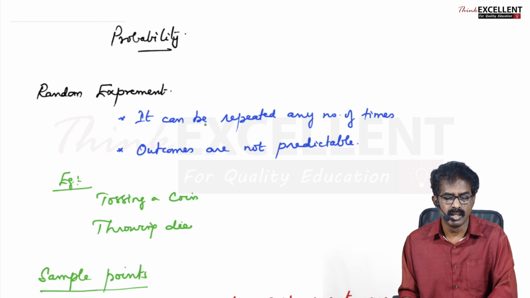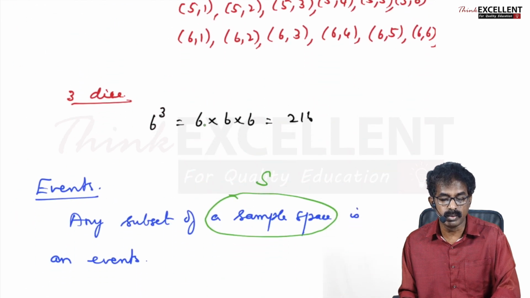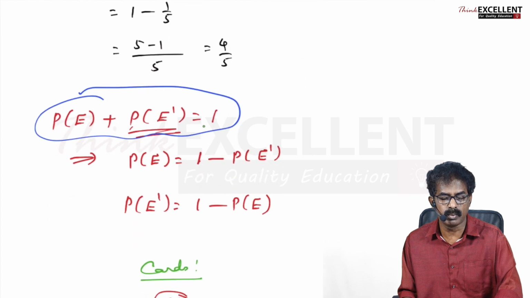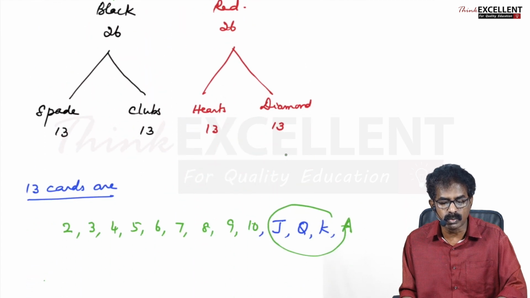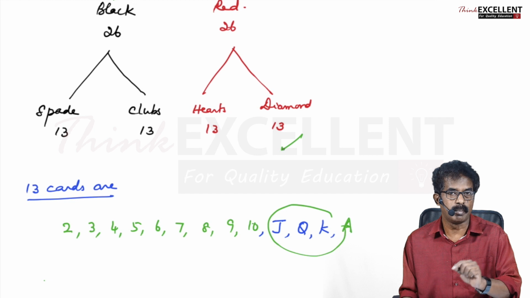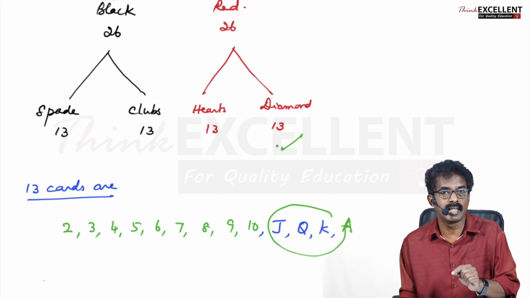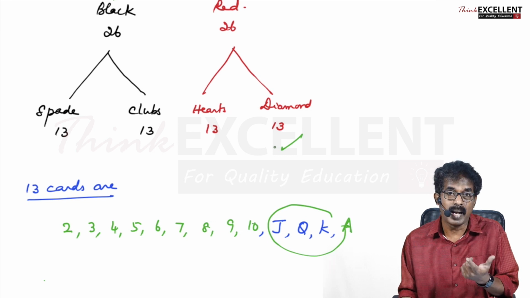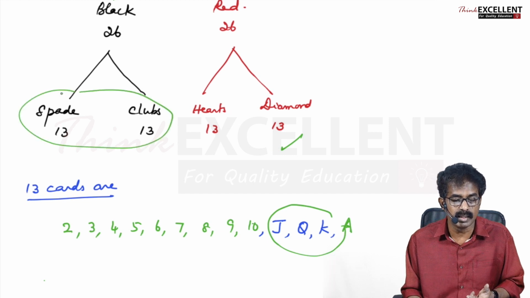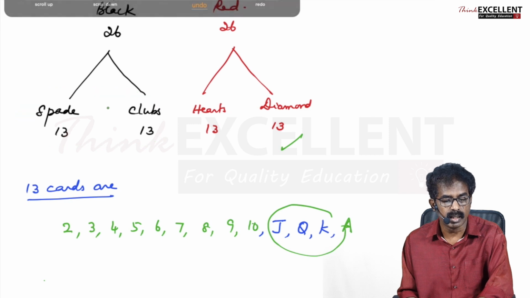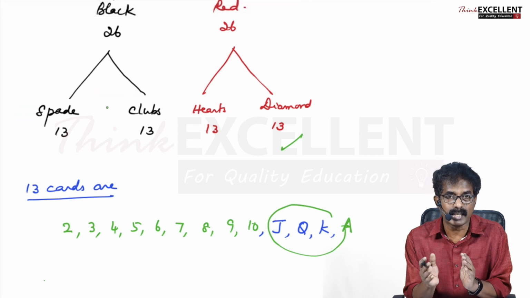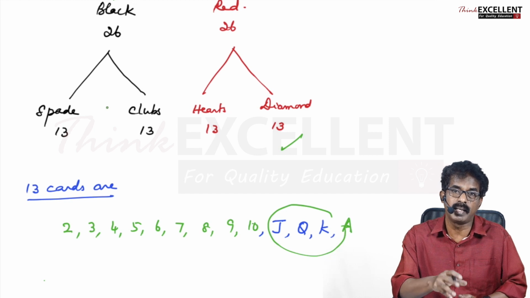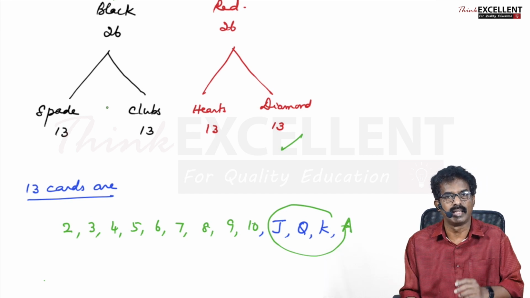Suppose if I ask, what is the probability of getting a diamond queen? In diamond, there is only one queen, right? Then your answer is 1 by 52. Okay. What is the probability of getting a black king? Totally number of kings, 4. Black king means these two you can take. In spade, there is one king. Clubs, there is a king. So both black only. So 2 by 52. But if I specify like this, a spade king. In spade, there is only one king, right? So then 1 by 52.